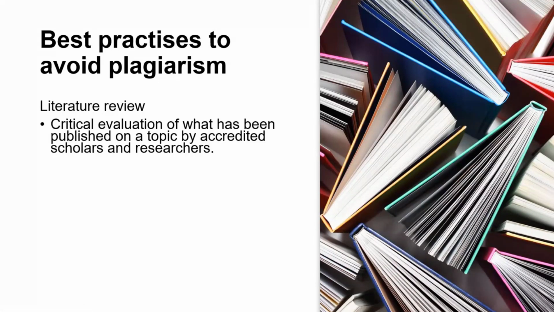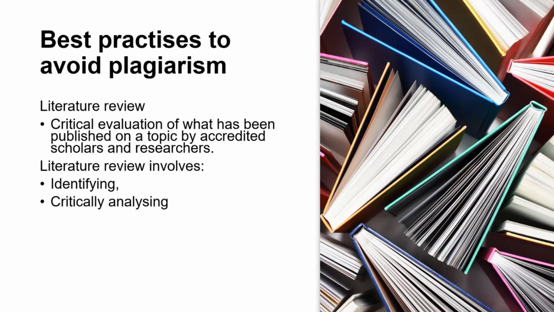The first thing that you need to do is to do a literature review. Literature review is how you critically evaluate what has been published on a topic by accredited scholars and researchers. You must underline the accredited scholars and researchers; that is literature review. And then again, you need to be able to identify the information that you want when you do a literature review. You must be able to criticize analytically, and then you must interpret and synthesize the information.